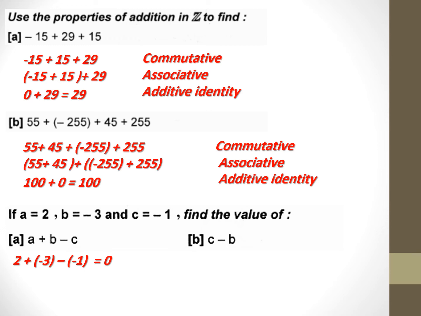Number B, C minus B. C is negative 1 minus B is negative 3 equals 2.